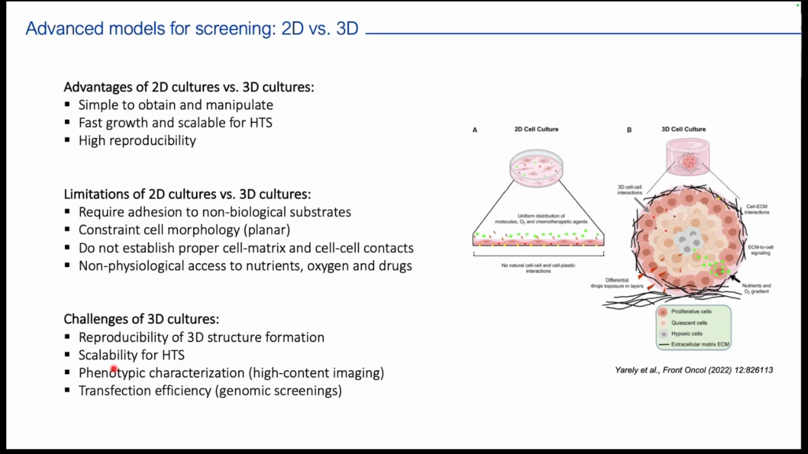So depending on the question, this can be done. For drugs, it's easier because you remove the problem of the transfection, but doing genomics in organoids is complicated. So yes, these advantages of 2D become more determinant. And so most of the screenings are done in 2D and then validated in 3D.